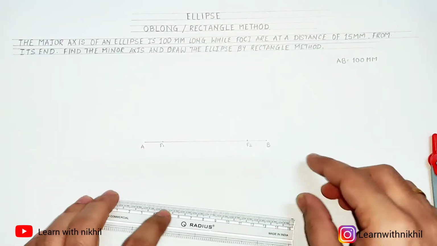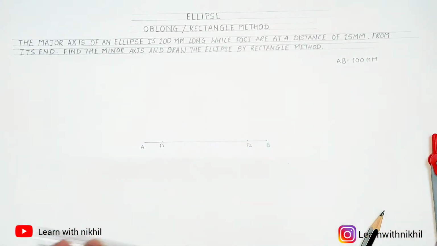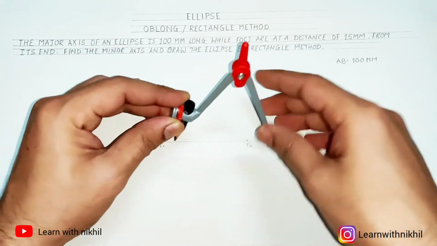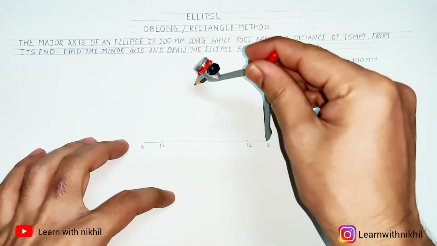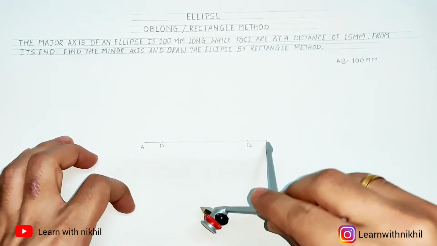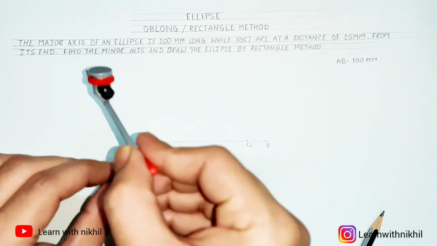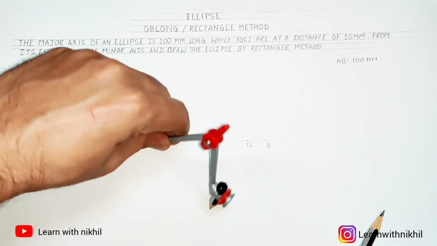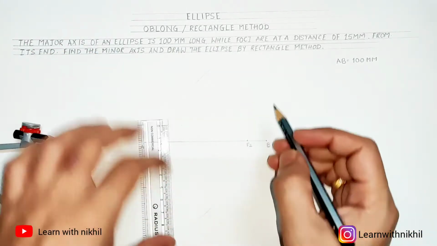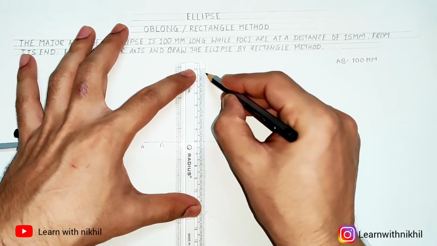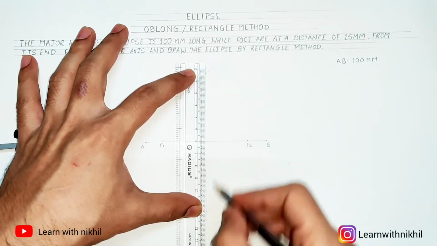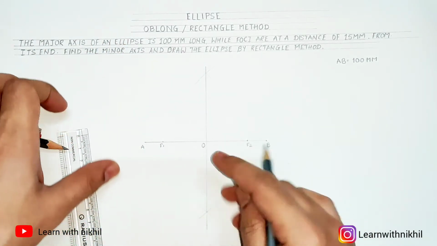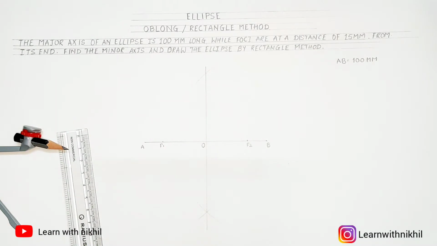Now next step we'll draw the minor axis. So it is at the center. So first we will draw a vertical line, a perpendicular line from the center of AB. So for that we have taken on a compass distance more than half and we are drawing a perpendicular bisector at the line AB. Joining this. Now on this line we'll mark the minor axis. Center will be denoted as O.